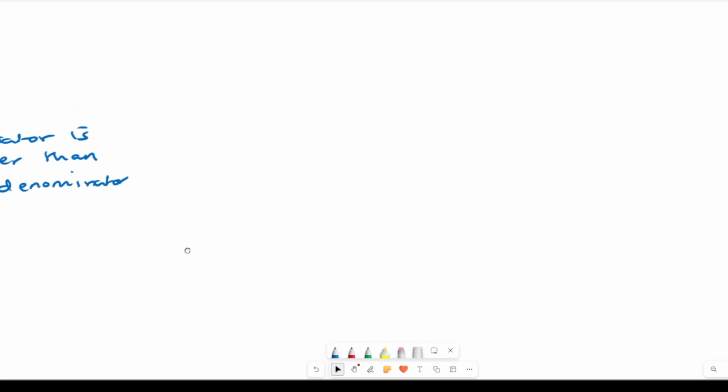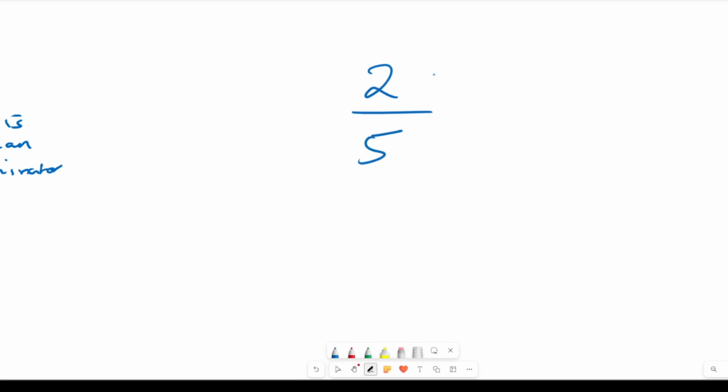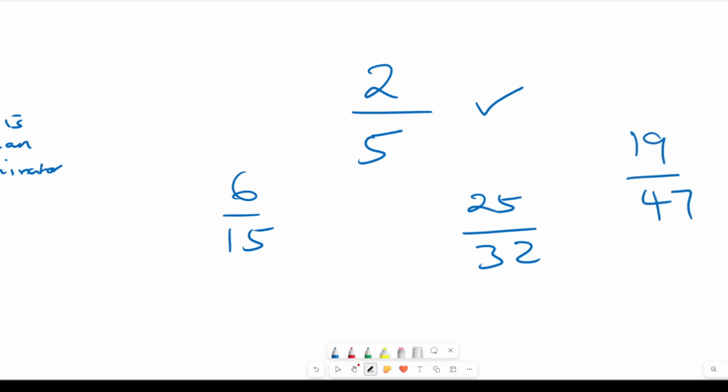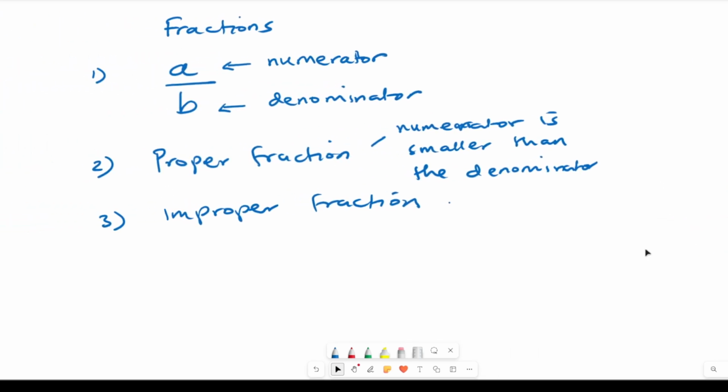So let's look at examples. 2/5. The numerator is 2, the denominator is 5. The numerator is smaller than the denominator. This is a proper fraction, okay? 6/15, 25/32, 19/47. All these are proper fractions. Why? Because the number sitting on top, the numerator, is smaller than the denominator. So that is what we mean by a proper fraction. And again, it's very important that we know the difference between a proper fraction and improper fraction.